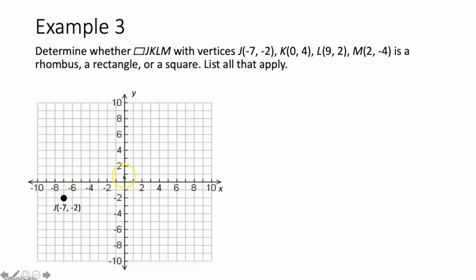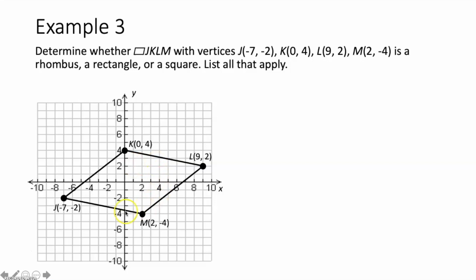We go over 0 on the x-axis, up 4 on the y-axis, put a point. L is at 9, 2. We go over 9 on the x-axis, up 2 on the y-axis, put a point. M is at 2, -4. We go over 2 on the x-axis, down 4 on the y-axis, put a point. There is my parallelogram, JKLM.